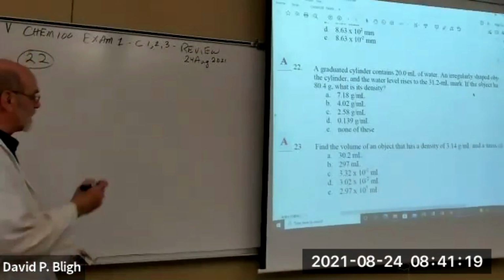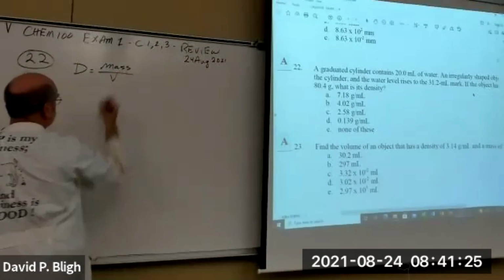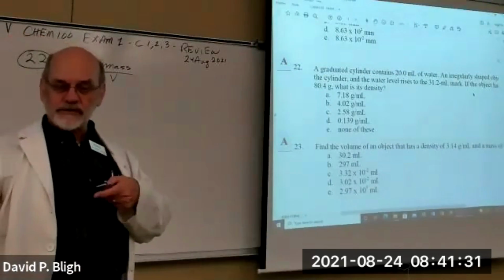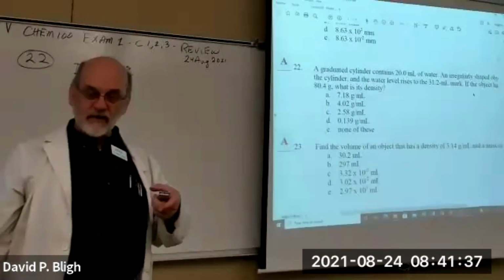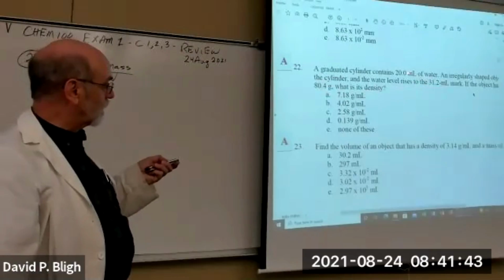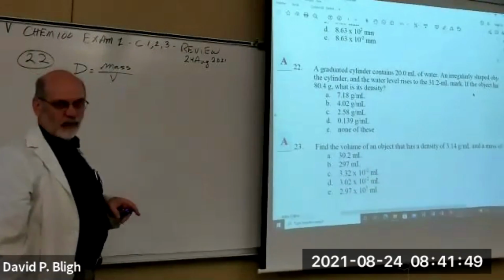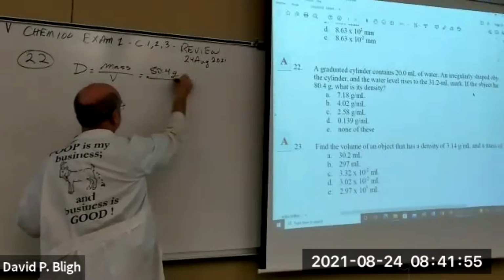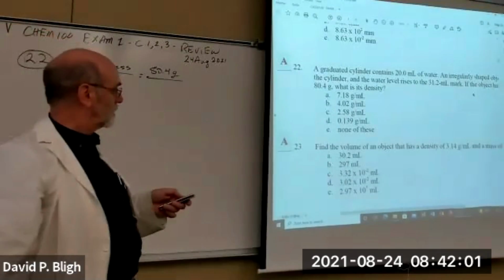So how do you calculate density? Mass divided by volume. And then you also look at your answers. What are the units of the answers? Grams per milliliter. Okay, so you need to have your mass in grams, your volume in milliliters. Is that going to happen? Well, yeah, grams here and milliliters there. So we're good to go for the units. So what's the mass? 80.4 grams. That's given.